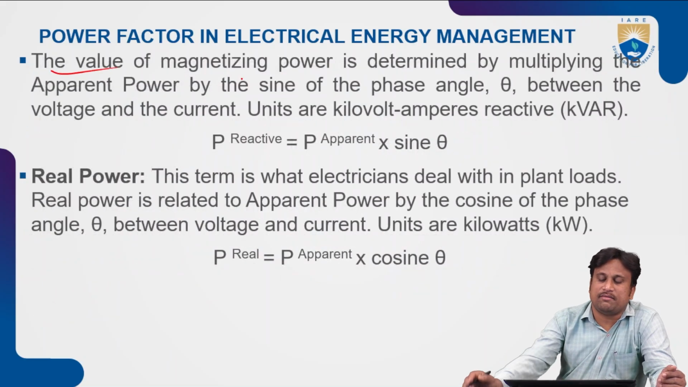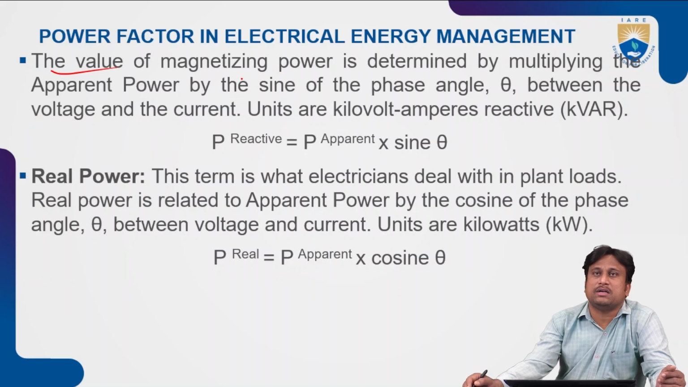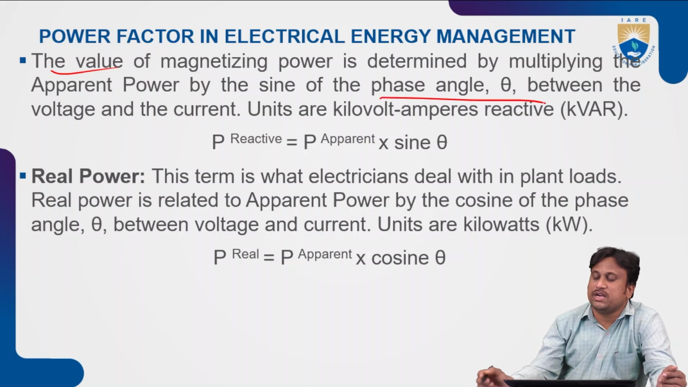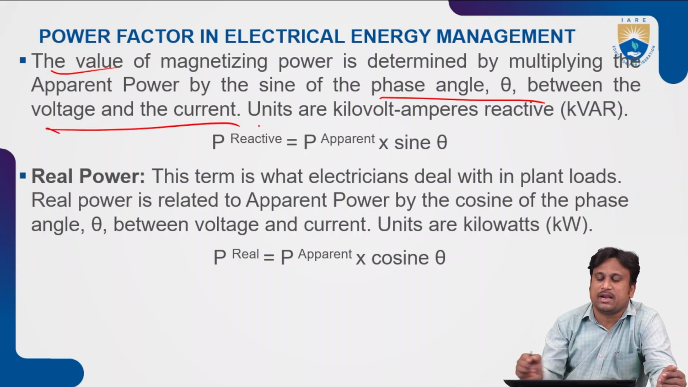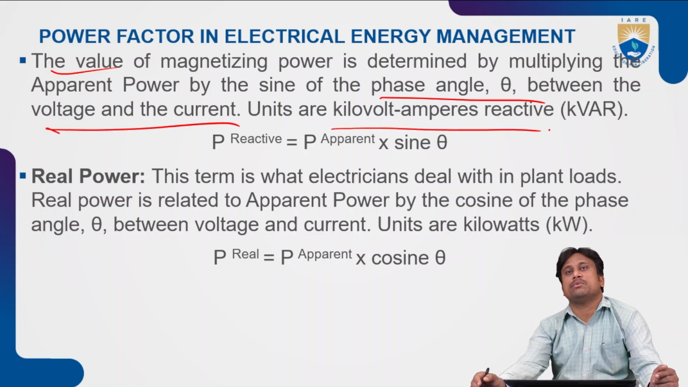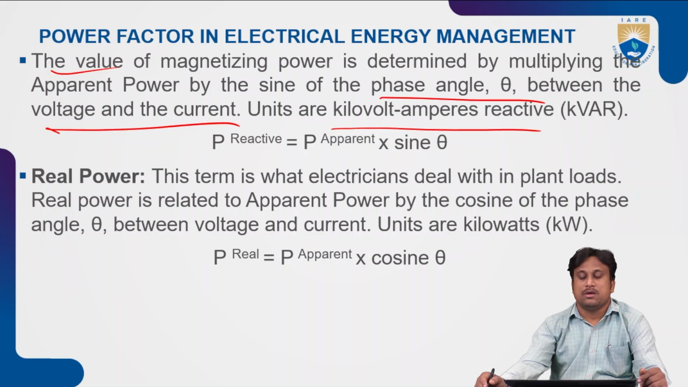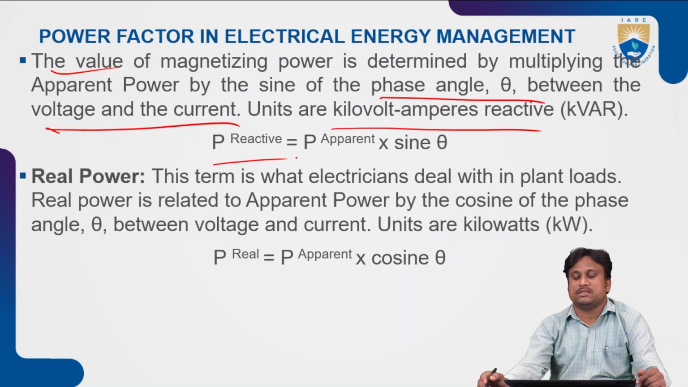So here the value of reactive power should be determined by multiplying the apparent power by the sine of the phase angle theta between the voltage and the current. These units are considered as kilovolt amperes reactive, that means kVAr in nature. So reactive power equals apparent power multiplied by sine theta.